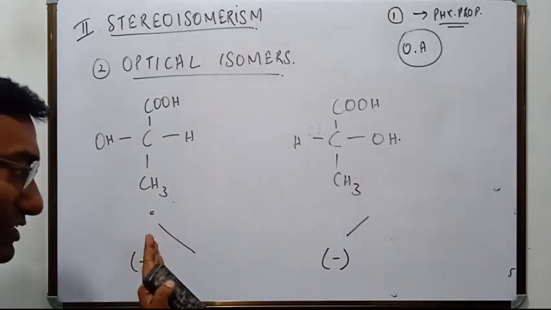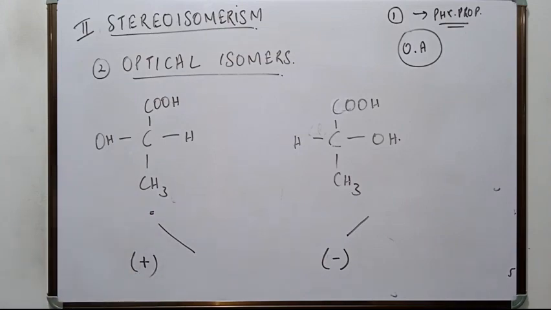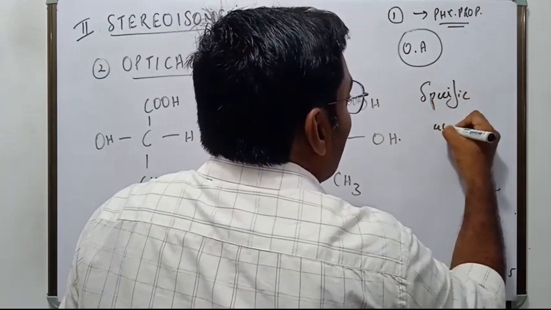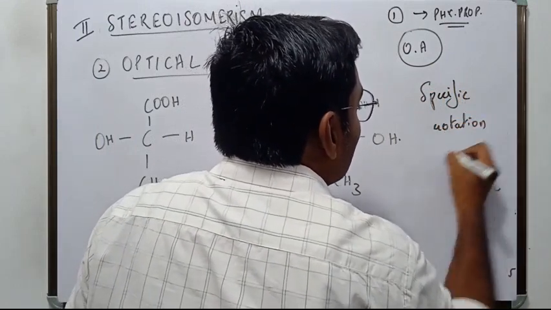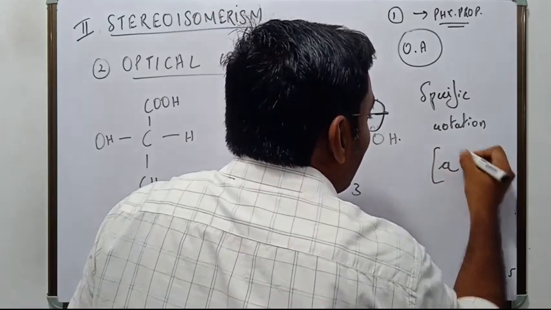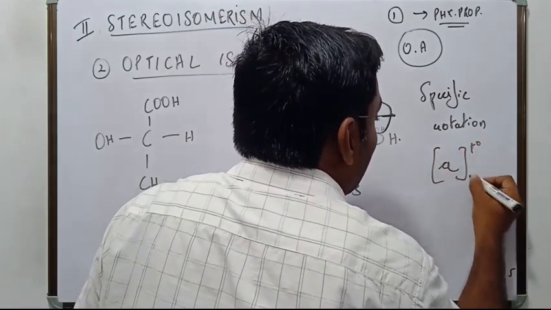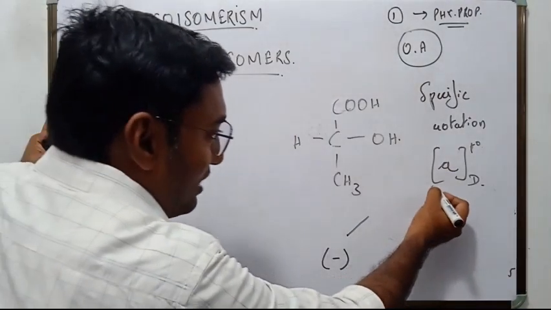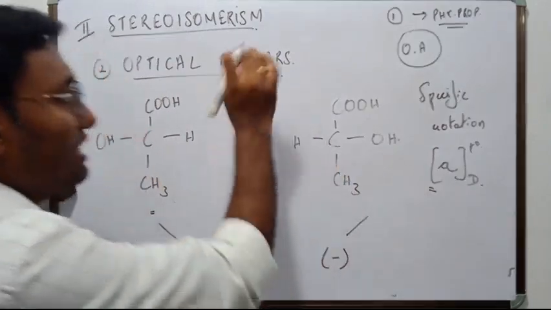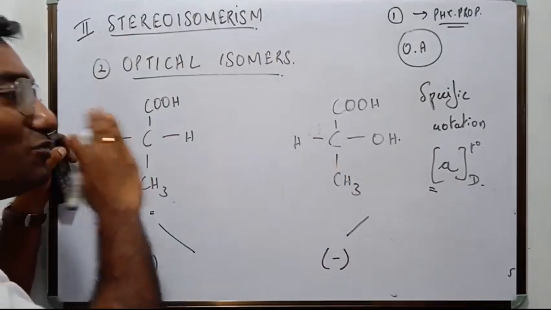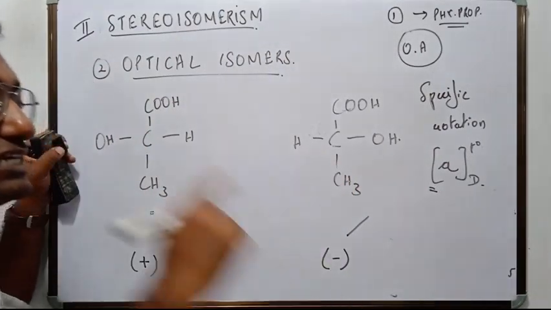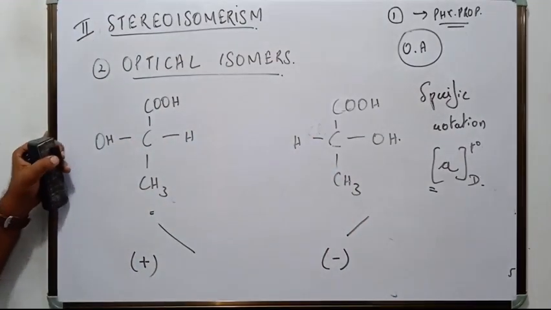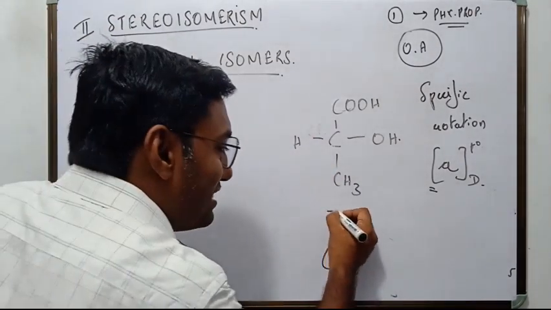Okay, the angle by which the plane of polarized light is rotated is called the specific rotation. It is denoted by alpha, at T degrees Celsius in the D line of sodium light. Now this alpha is constant for each compound. It is different for different compounds, and it is constant for each isomer of a compound. Okay, one may be plus and the other may be minus.